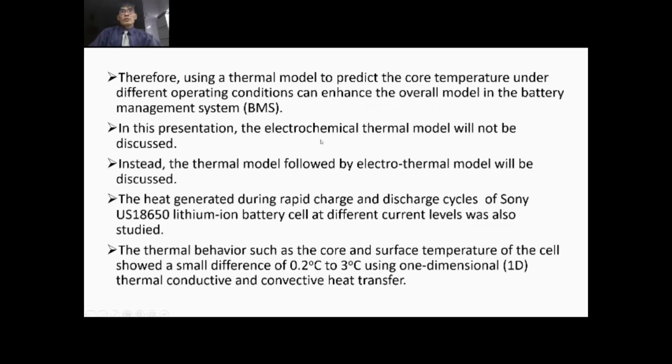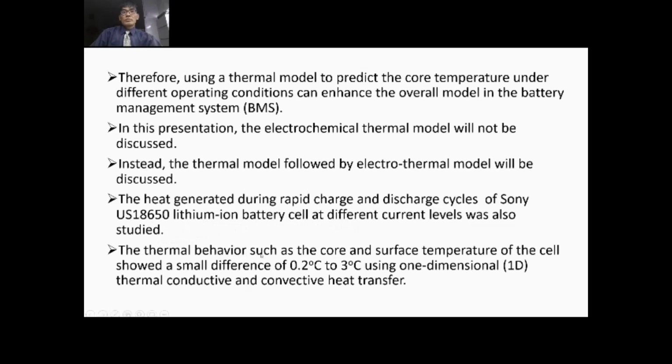So in this presentation, the electrochemical thermal model will not be discussed. We will not discuss the chemical portion, but we will discuss the electrical and the thermal models. Instead, the thermal model followed by the electrothermal model will be discussed, and the heat generated during the rapid charge and discharge cycle of the Sony US 18650 lithium-ion battery cell at different currents was also studied.